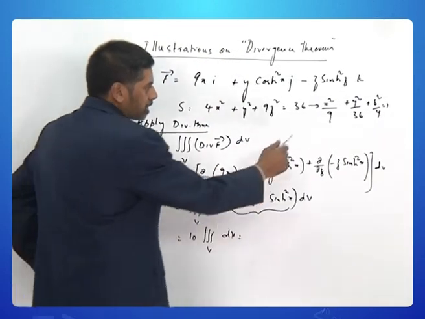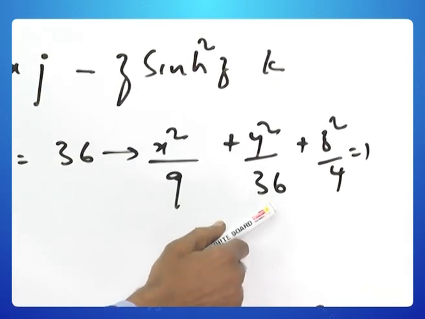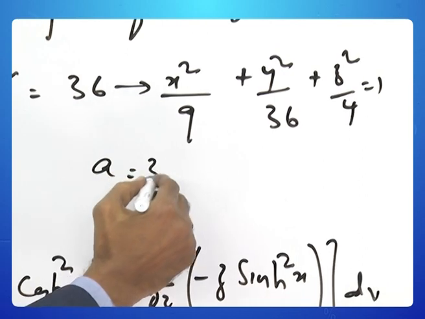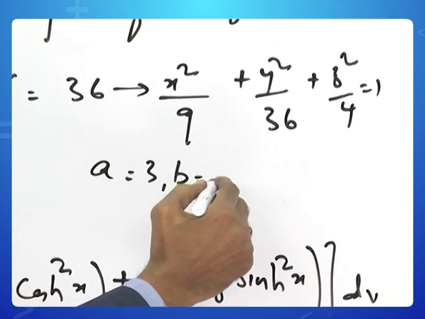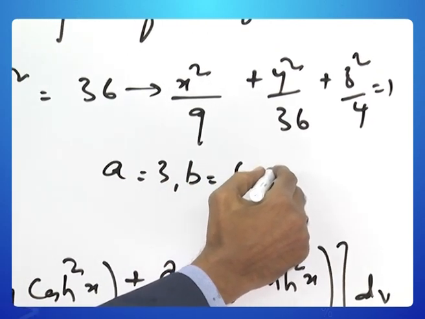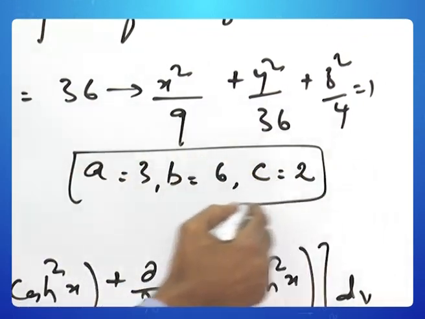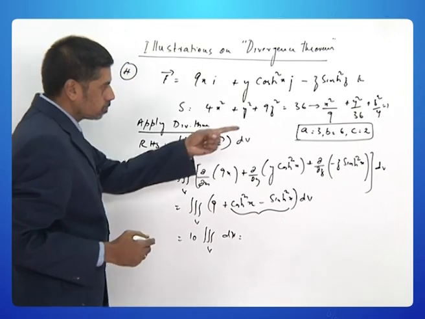So if you imagine this as x square by a square plus y square by b square plus z square by c square is equal to 1, a would be 3, b would be 6 and c would be 2. Now why are those things required?